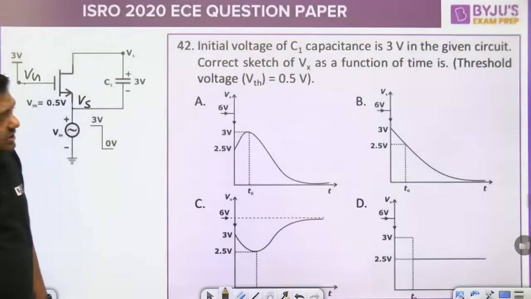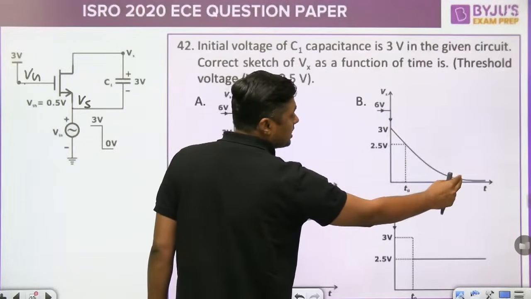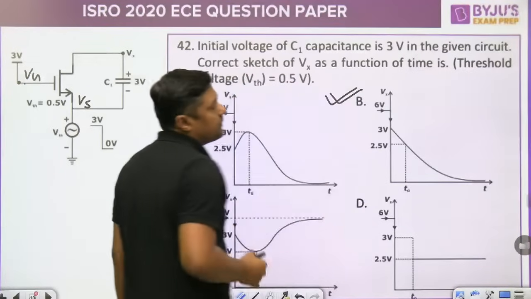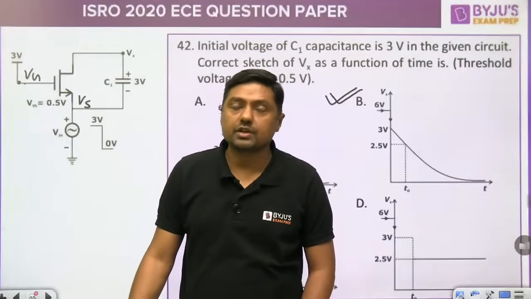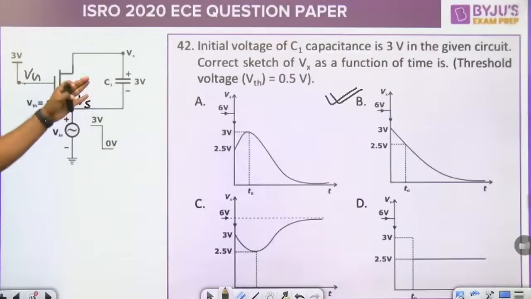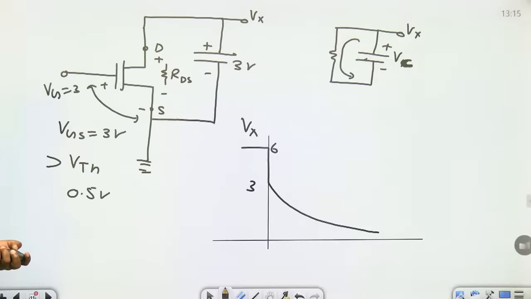So from the 6 it will drop to 3 volts and then it will be an exponentially decreasing function. So B is the correct answer for this question, guys. Time constant is not given, C is not given, resistance is not given. We have to simply give the wave, which type of output. B is the answer.